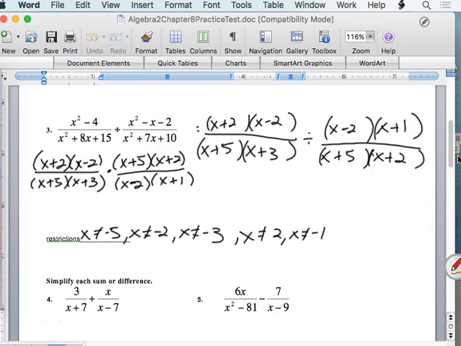X minus 2's? X plus 5's? So now, how we want to write this, since x plus 2 times x plus 2 is x plus 2 squared. Because now we're writing the answer, and we want that answer in simplified form. And unfortunately, we still have 2 little binomials left on there on the bottom.